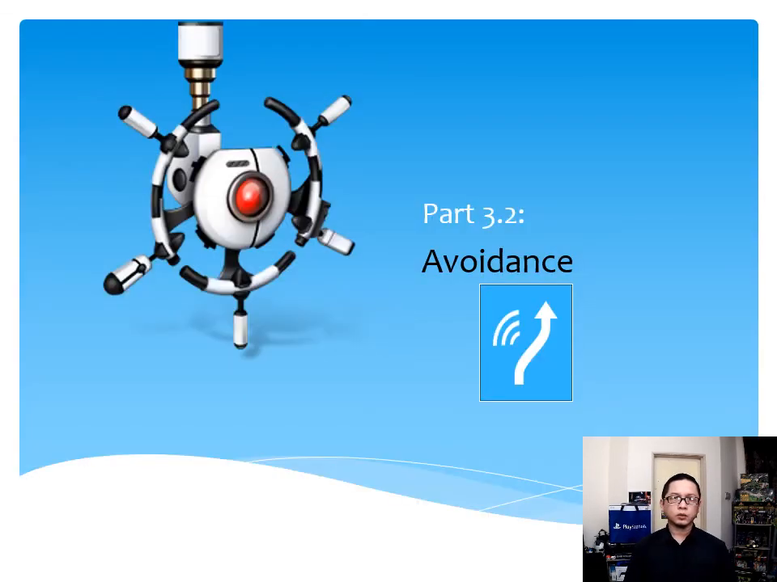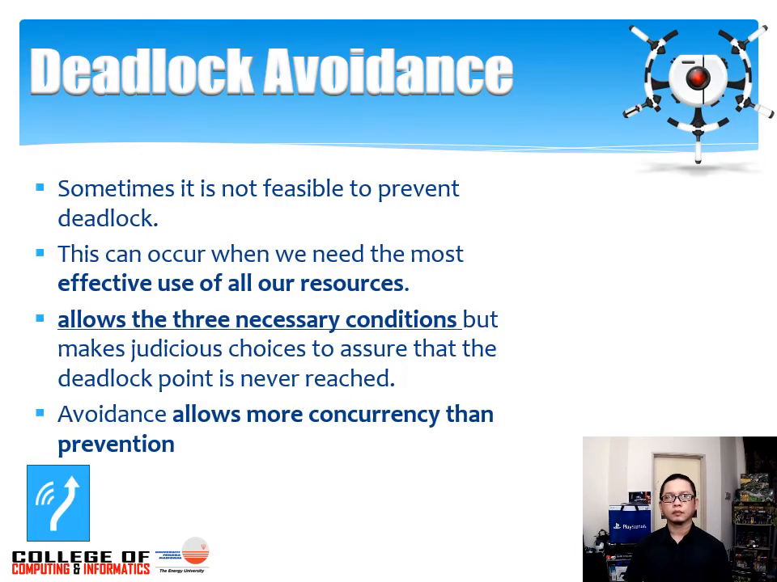So now we are going to look at how to avoid deadlock from happening in a system. Now sometimes it's not feasible to prevent the deadlock condition from happening because we always need mutual exclusion, we need the hold and wait, we need also the no preemption. So those three conditions still happen, but we make very controlled decisions on how processes are executed.